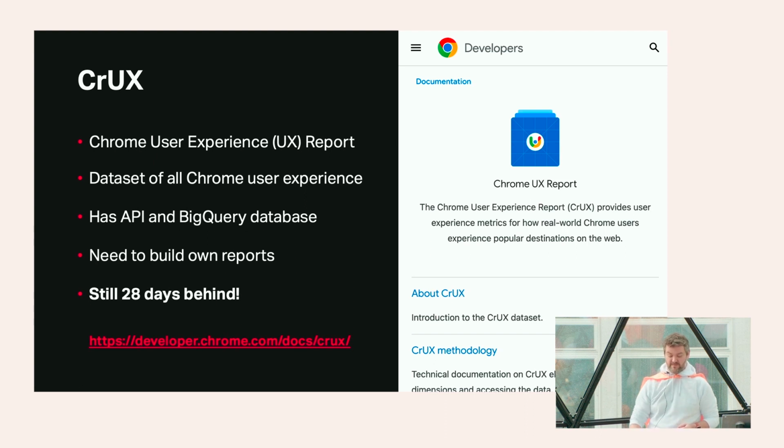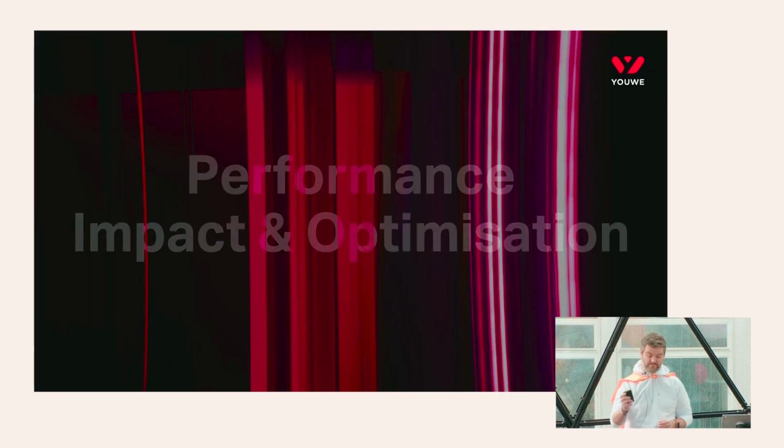And just a quick note, there is also something called the Chrome User Experience Report. If you want to get your hands on the data itself, this is all the data that's collected and builds up Core Web Vitals in the first place. They've got an API and a BigQuery database, you can have a play around.